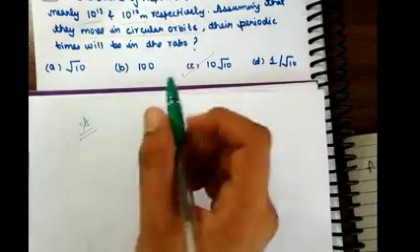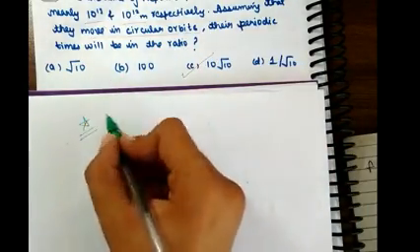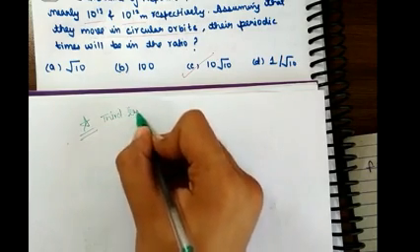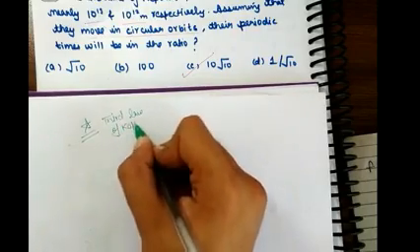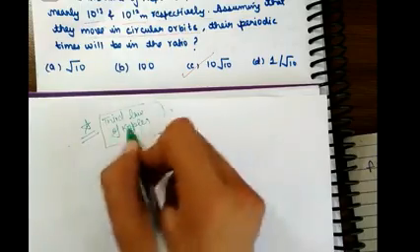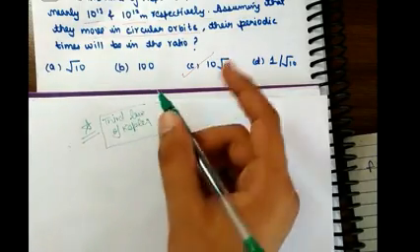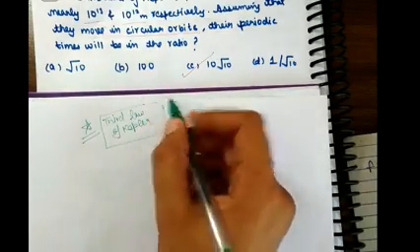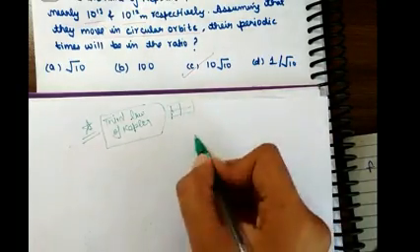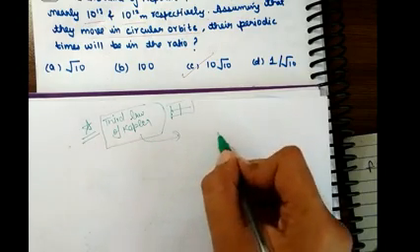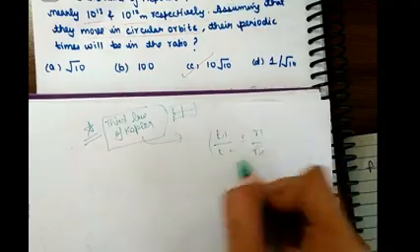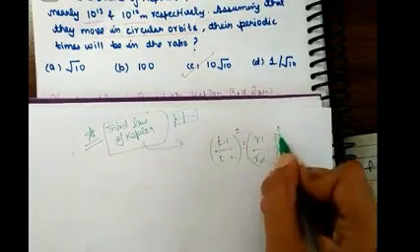This question is based on the third law of Kepler. Now you might think, how did I come to this conclusion? If you remember the box we did, in the third law we wrote T1 by T2 equal to R1 upon R2, where the left side is squared and the right side is cubed.